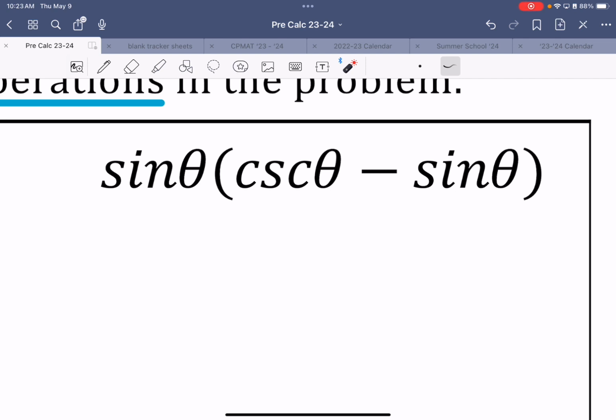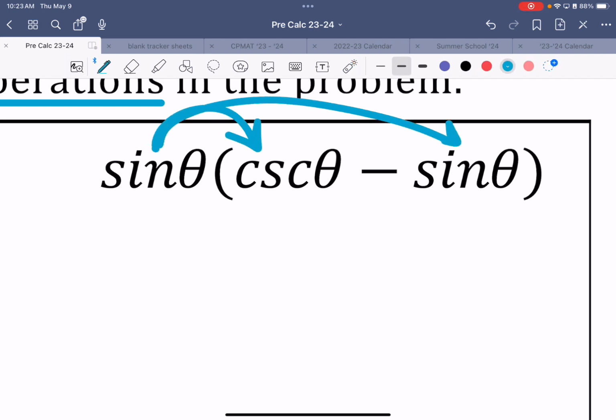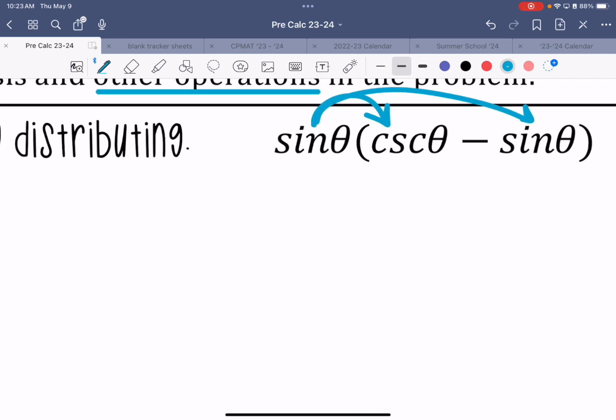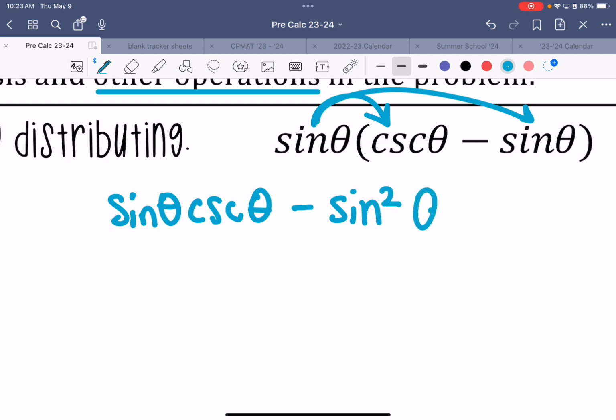So if I were to re-multiply this, that would get me a sine squared. So let's do that. So I have sine times cosecant, would just be sine cosecant, minus sine times sine is sine squared. Remember, our sine is squared, not the theta. So it looks like that. Now I'm closer. I have a minus sign and a squared. And specifically, I have a sine squared.